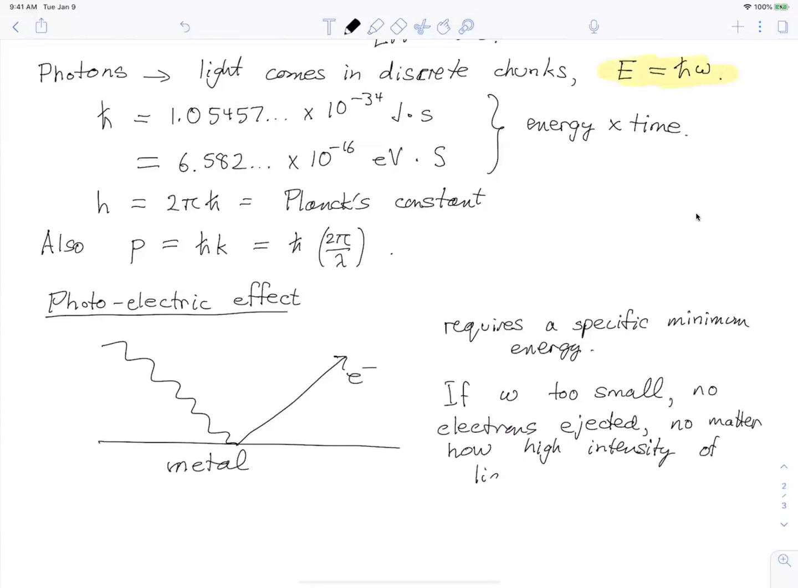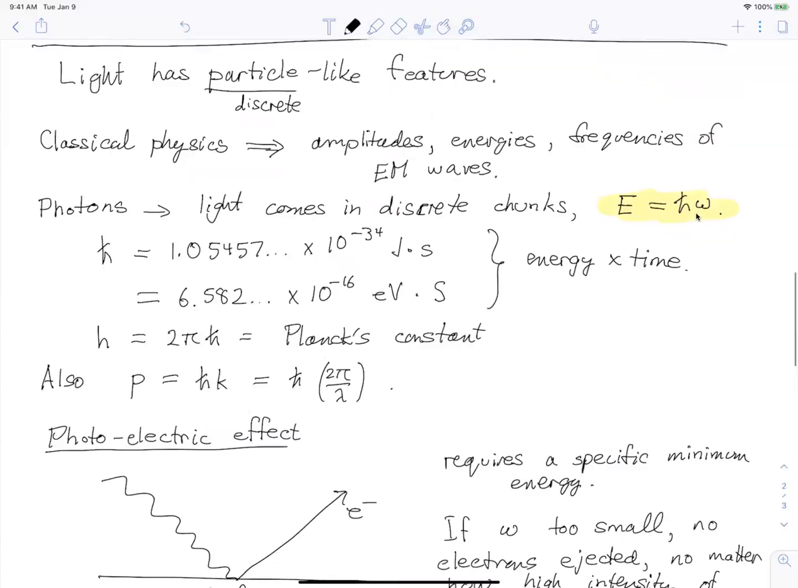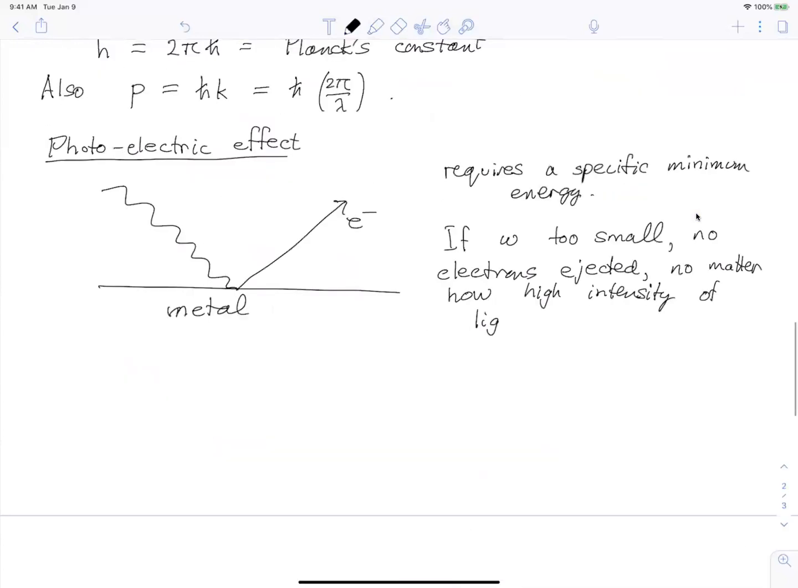So let's say your light was red and that this was zinc. You could have the most powerful red laser in the world and shine it on this zinc metal, and to first approximation, you would never get any electrons coming out. Okay? And that means the number of photons. That's the intensity of the light.